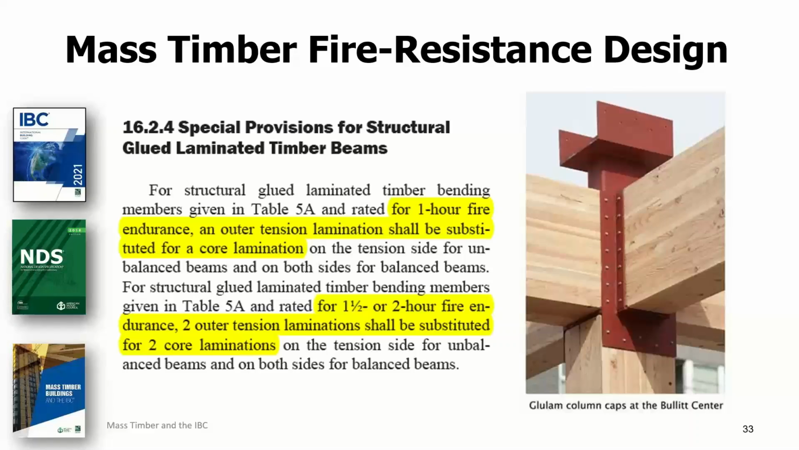Now, as for glued laminated timber, these typically have stronger laminations at the top and bottom when compared to the laminations closer to the neutral axis. Because of this, additional tension laminations are required to replace interior core laminations so that the extreme fiber remaining on the reduced section will have adequate strength at a given fire resistance time, or at a given exposure time. This is a detailing provision that requires communication and coordination between those responsible for the fire resistance design and those who are responsible for the structural design.